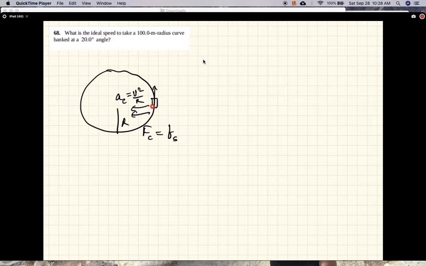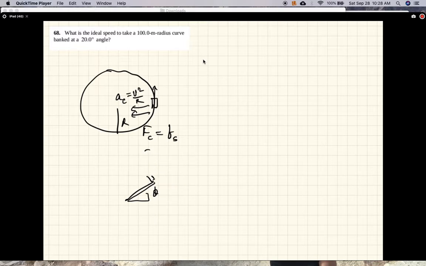Now to prevent your tires from wearing out, what you do is you bank the road. Here's the bank and here's the bank angle. Here's your car again, and now here's the normal force that the road exerts. Here's the weight of your car.